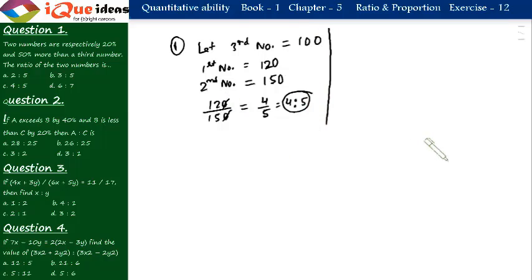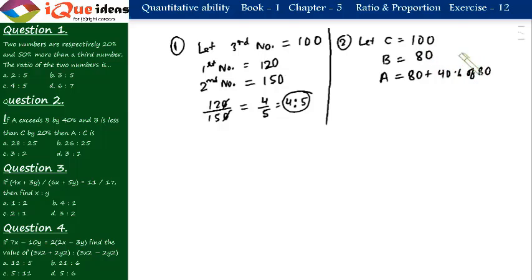number 2 says if A exceeds B by 40%, B is less than C by 20%. So we start from C. Let C be equal to 100. Then it says B is less than C by 20%, so B must be equal to 20% less than 100. So it is 80. And A exceeds B, so A is more than B by 40%, so it is 80 plus 40% of 80.